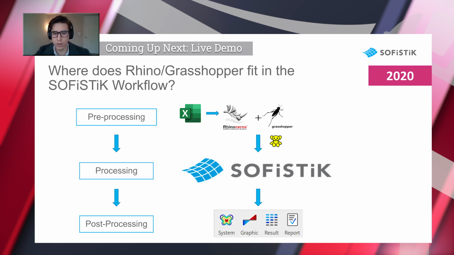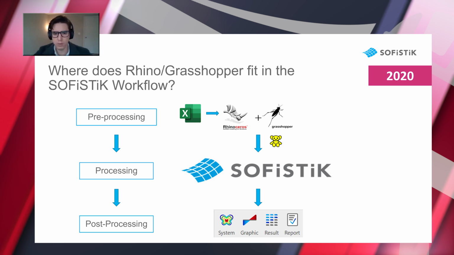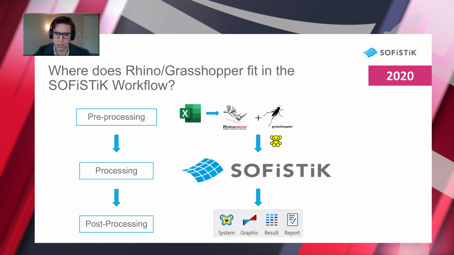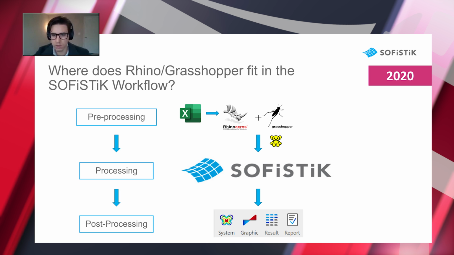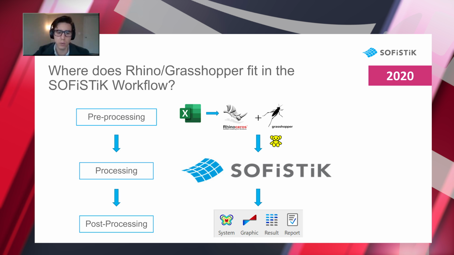SOFiSTiK works with a kind of a text programming interface that allows you to create everything from defining the design code to cross sections to materials to creating the whole model. You may define variables in there and loops and if conditions and so on. Basically, what we do in Grasshopper is we create visually the necessary text input for SOFiSTiK. So we store these text input files, which we can then read into SOFiSTiK and do our analysis, design, and so on. And finally, we can do our post-processing with a typical SOFiSTiK post-processor, system, graphic, result, port, and so on.